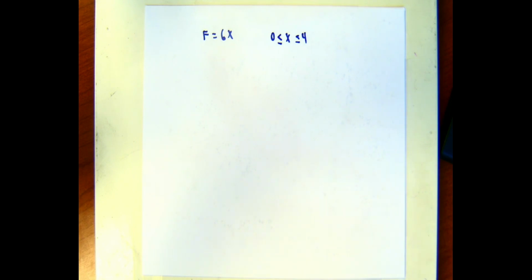So we have the same situation. The force is 6 times x, where x is the displacement of the spring from equilibrium position. X is going to vary between 0 and 4, so the force will vary also. What we have figured out in the first part of this video is to get the amount of work, I need to integrate the force with respect to the variable that tells me my location.